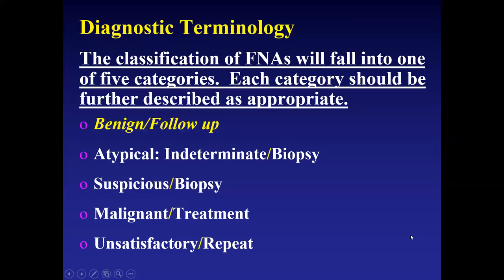The classification of fine needle aspiration biopsy falls into one of five categories. Each category should be further described as appropriate. Benign gets follow-up. Atypical is indeterminate, so it has to undergo biopsy. Suspicious have to go to biopsy. Malignant can go to treatment, and unsatisfactory need repeat sampling.